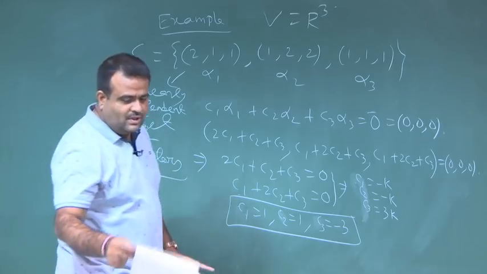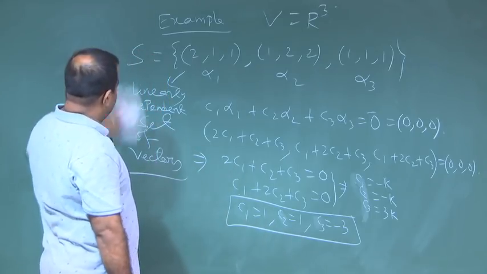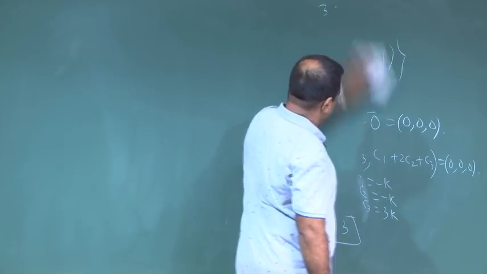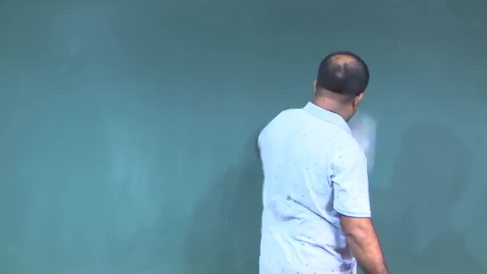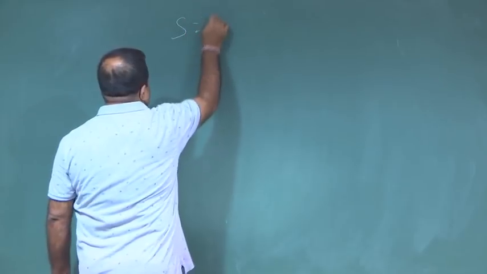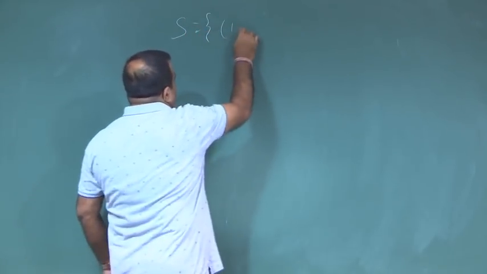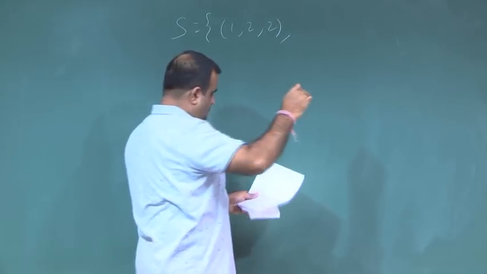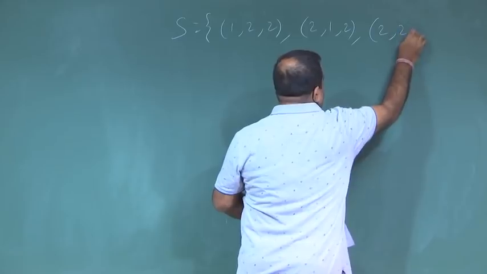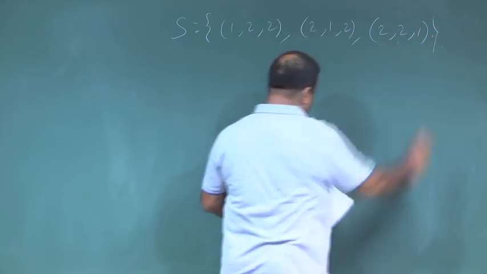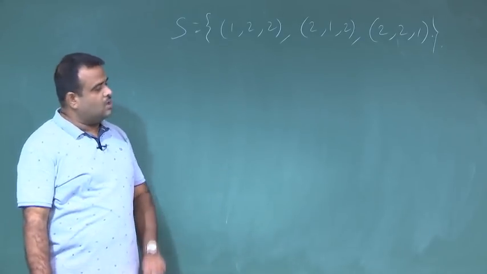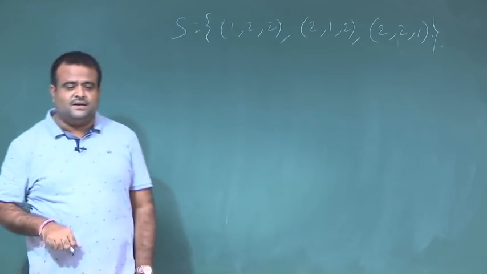Now, we take another example where we will see whether we can get a linearly independent set of vectors over R3 or not. So we take another quick example. Suppose we choose S to be, this is again on R3, (1, 2, 2), then (2, 1, 2) and (2, 2, 1). So this is a set of 3 vectors and we want to see whether they are linearly dependent or independent.